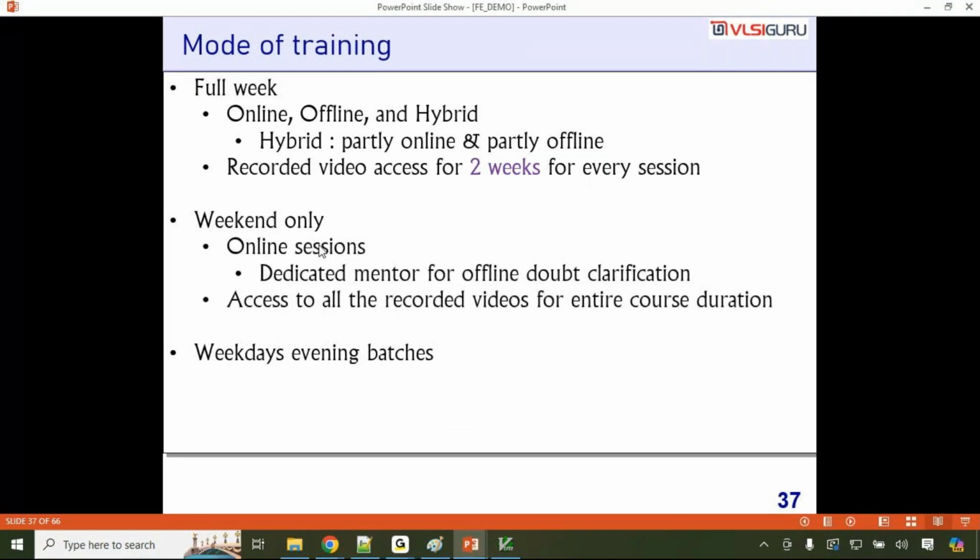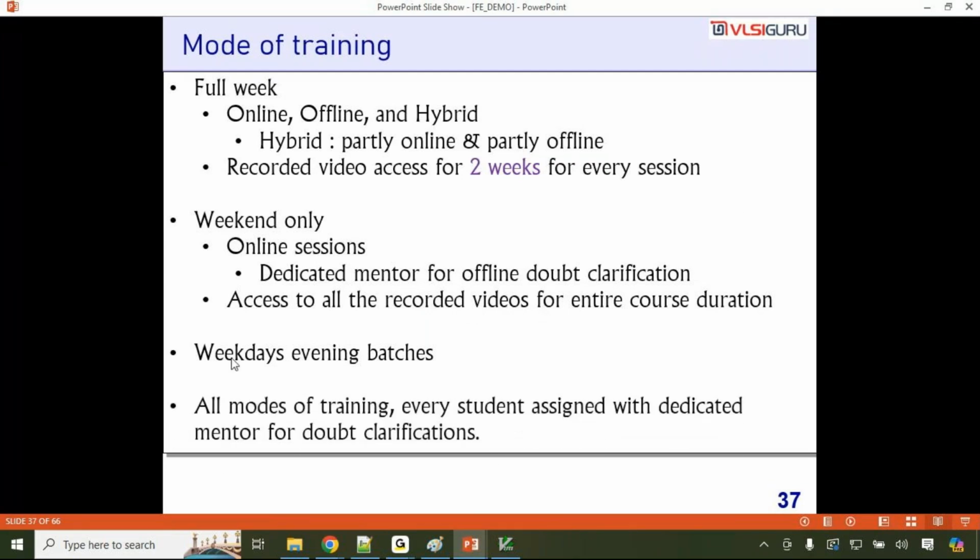Next, coming to weekends only batches, this is mostly meant for working professionals because they will not have time to attend during the weekdays. They will have sessions on Saturday and Sunday. These are online sessions, with a dedicated mentor for offline doubt clarification. Because they're only attending weekends, instead of 2 weeks, they will have access to all the recorded videos for the entire course duration.